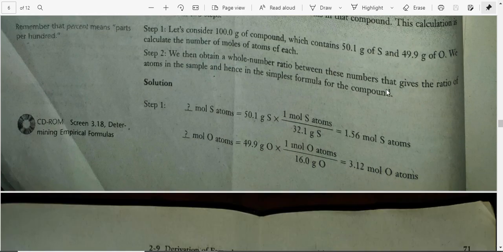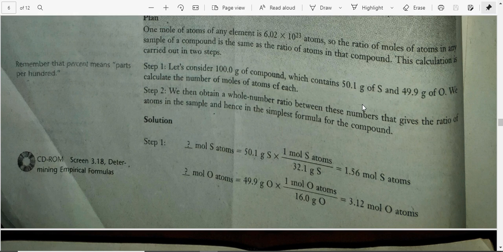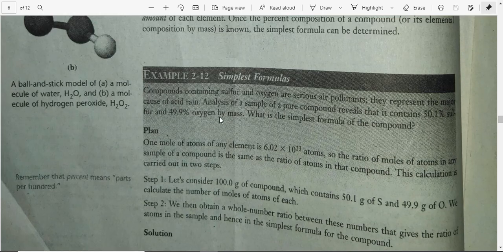Okay, if you're only given with a certain percentage na. Okay, so simplest formula, compounds containing sulfur and oxygen are serious air pollutants. They represent the major cause of the acid rain. Analysis of the sample of pure compound reveals that it contains 50.1% of your sulfur and 49.9% of oxygen. What is the simplest formula of that certain compound? Okay, so paano ka magkuha sina?